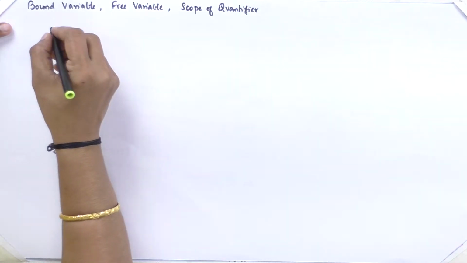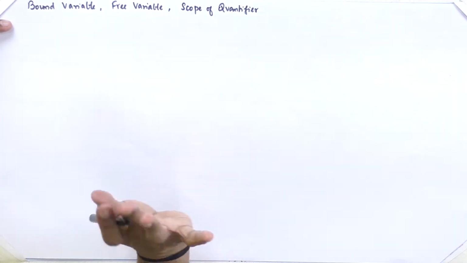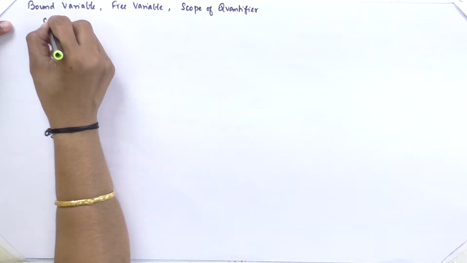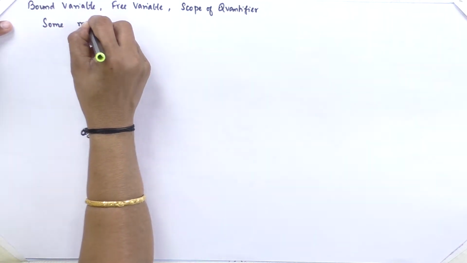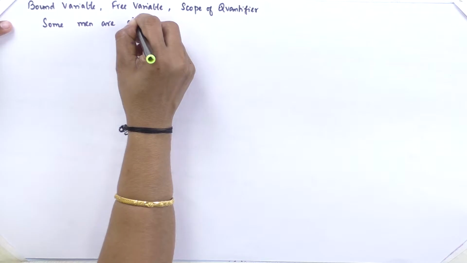Bound variable means whatever may be the statement given to us and whatever variable is represented in that statement, if that particular variable has any of the quantification symbols, then it is said to be a bound variable. If not, it is said to be a free variable, right? Say, let me give you a statement: some men are clever.